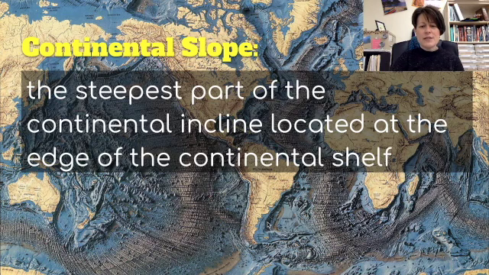Just beyond that, see this really steep part? That's called the continental slope. It's the steepest part of the continental incline located at the edge of the continental shelf. So right on that edge, that deep slope there, it looks almost like a cliff, doesn't it?